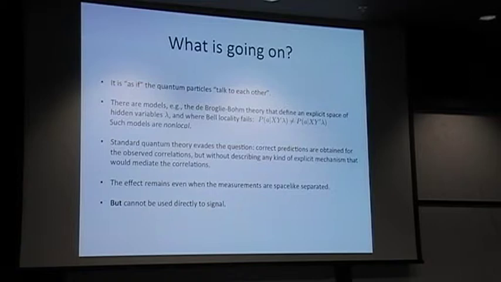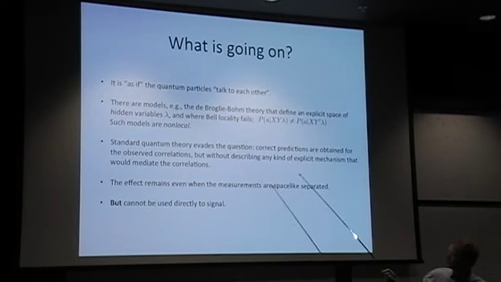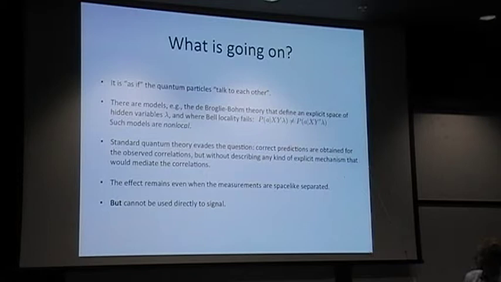Now there are models, such as the de Broglie-Bohm theory, that define an explicit space of the hidden variables lambda, and where that Bell locality condition fails. So for example, probability for outcome A may indeed depend on Bob's choice of measurement. Such models are explicitly non-local. Standard quantum theory evades the question, we obtain correct predictions of the observed correlations, but without describing any kind of explicit mechanism that would mediate those correlations.